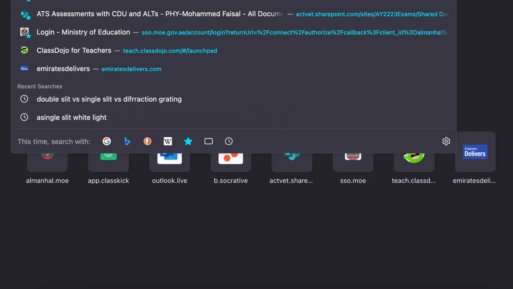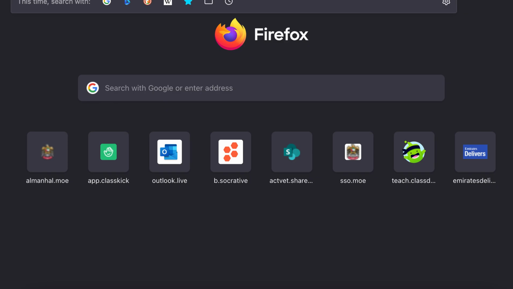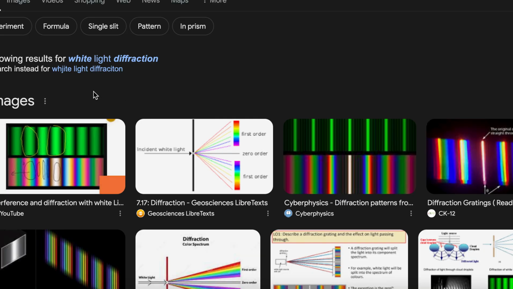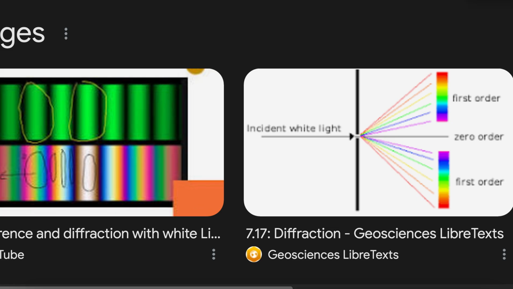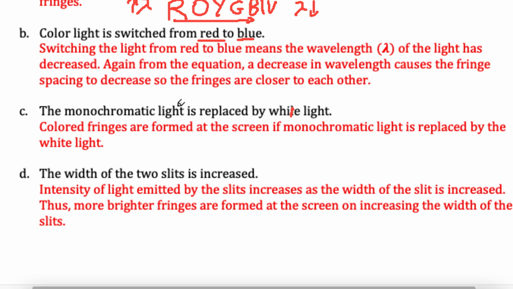White light, let's check. White light diffraction. Let's check. There, right there. White and then the coloured fringes on the sides. Okay, very nice. Let's get back to where we were.